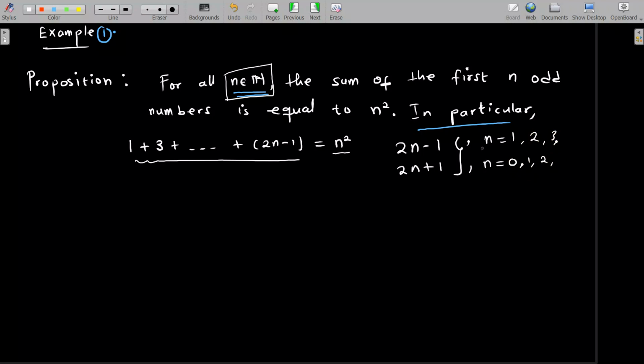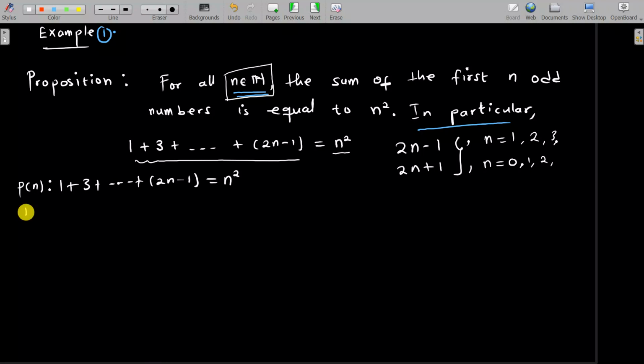When n equals 1, the first one you get here is 1. When n equals 0, the first one you get here is also 1. So both of them will generate all the odd numbers for you, depending on your indexing. The first principle of mathematical induction says you're supposed to assume some p of n. So assume that this statement is your p of n: when you sum the first n odd numbers, you get n squared.